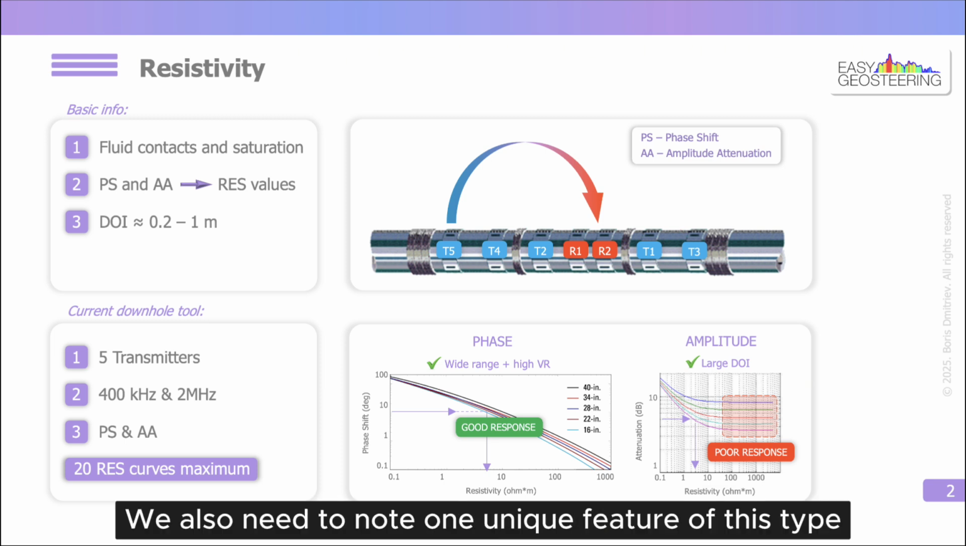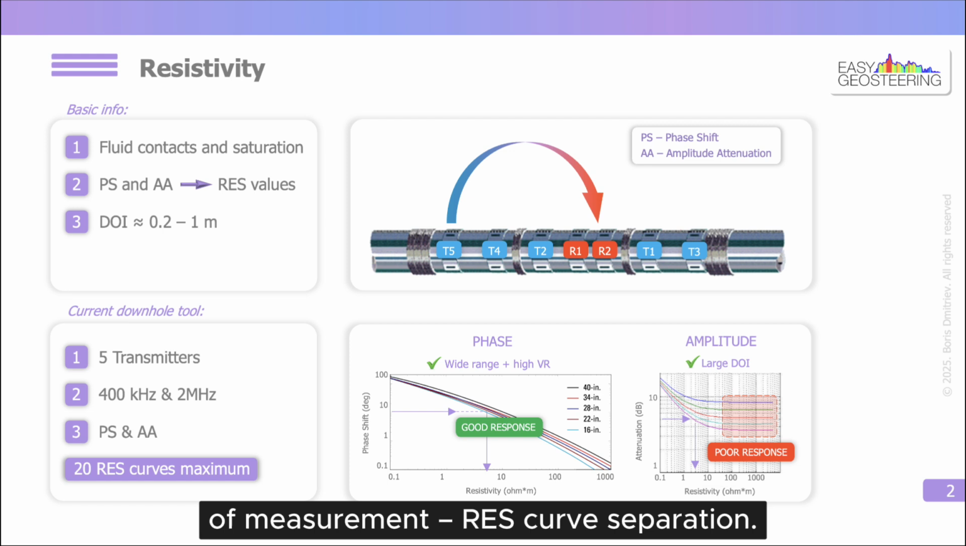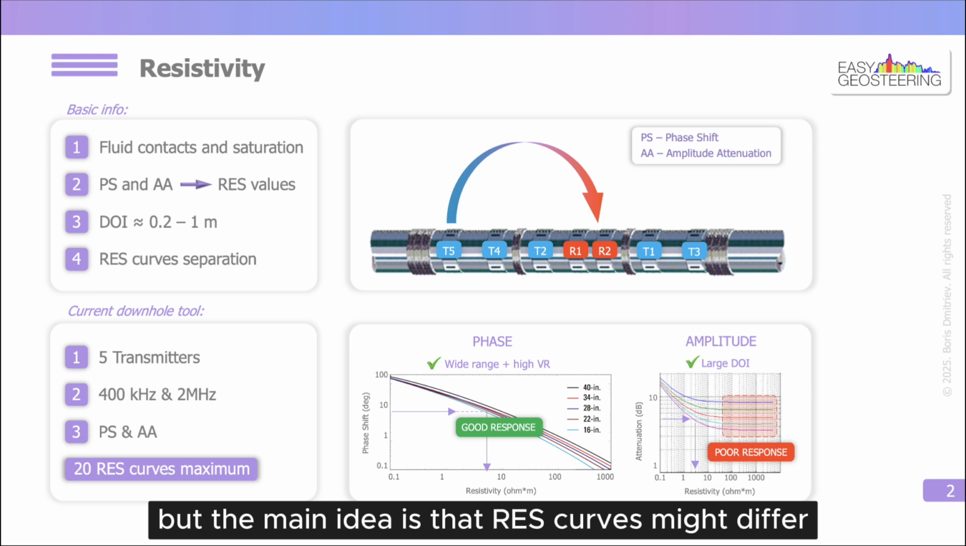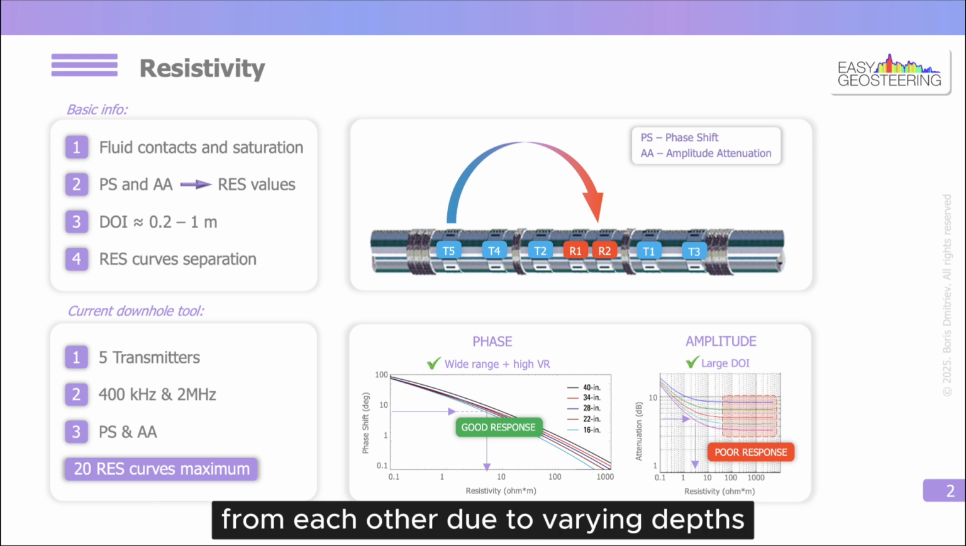Okay, next, we also need to note one unique feature of this type of measurement – resistivity curve separation. There will be a dedicated video lesson on this topic, but the main idea is that resistivity curves might differ from each other due to varying depths of investigation and vertical resolution.